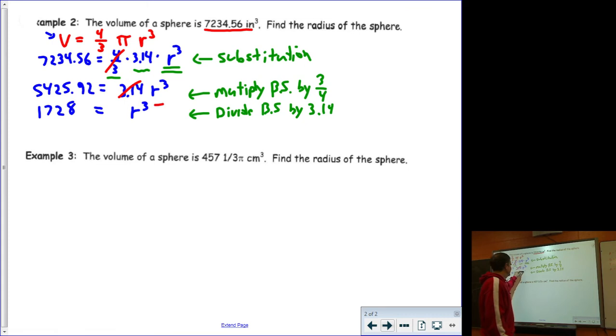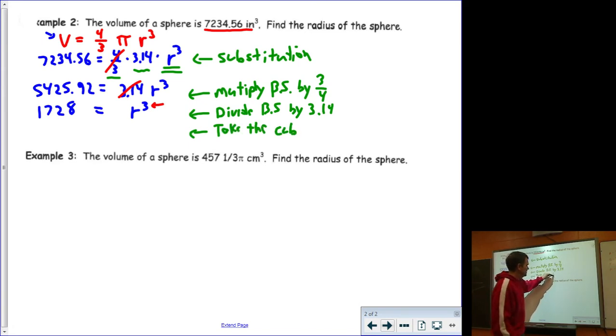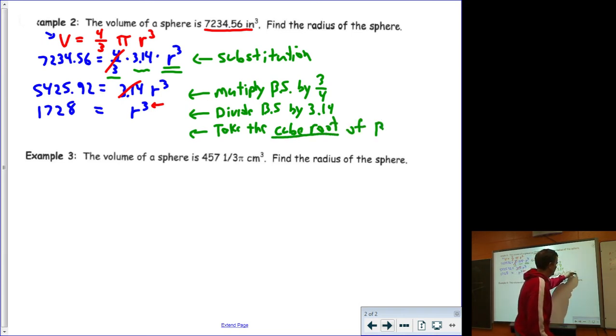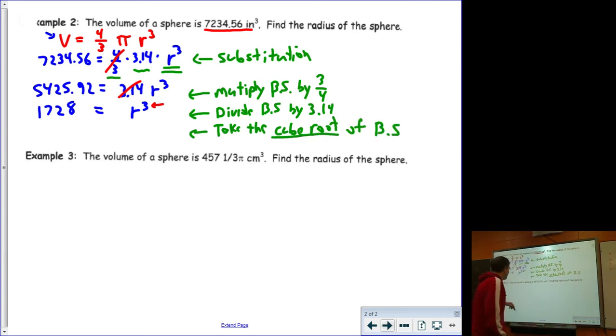And then the last thing is to get rid of the cube, right? And to get rid of the cube, we are going to take the cube root of both sides. So on your calculator, that would be the little button that looks like that, the cube root, not the square root, the cube root. And when I take the cube root of 1,728, I think I end up with 12.